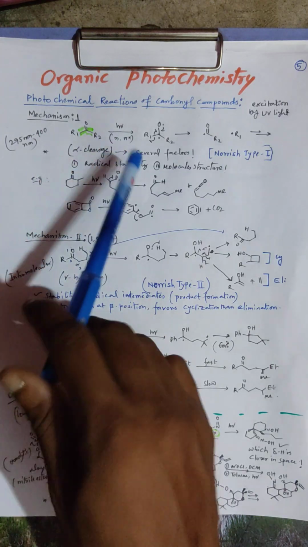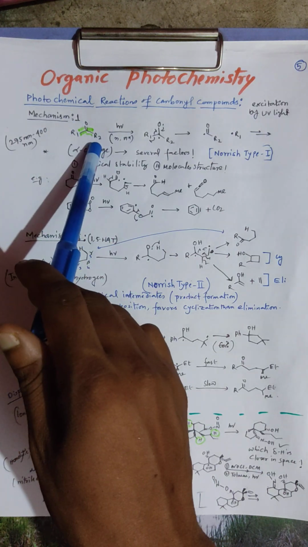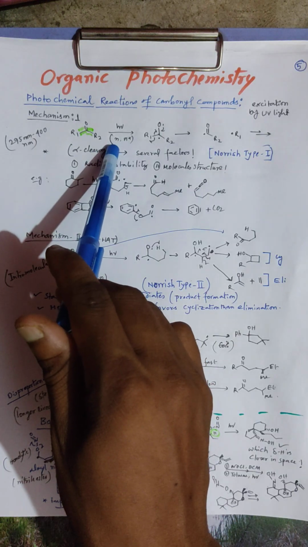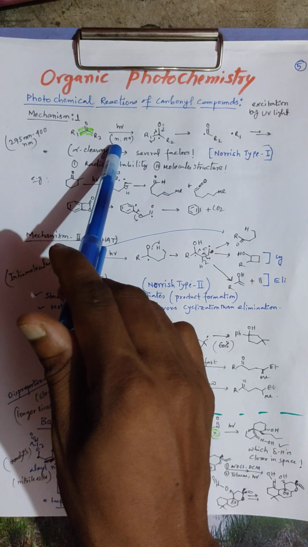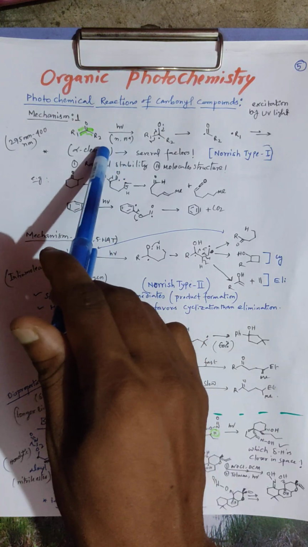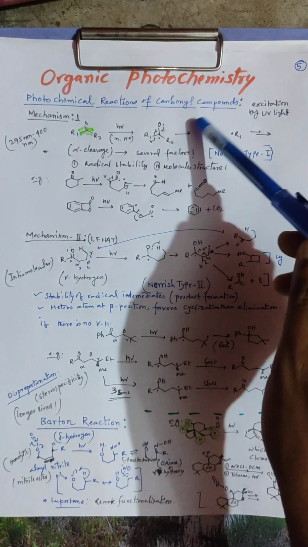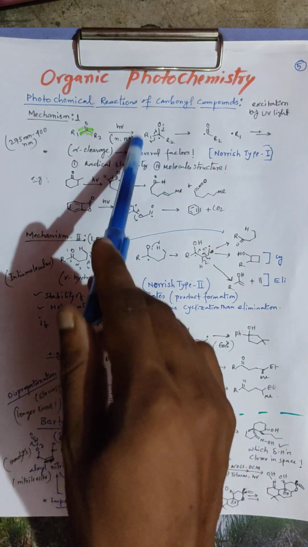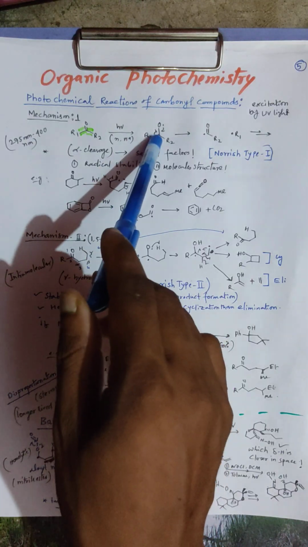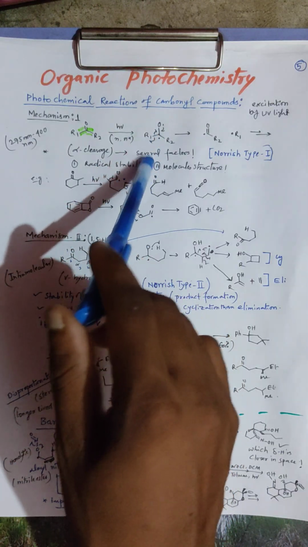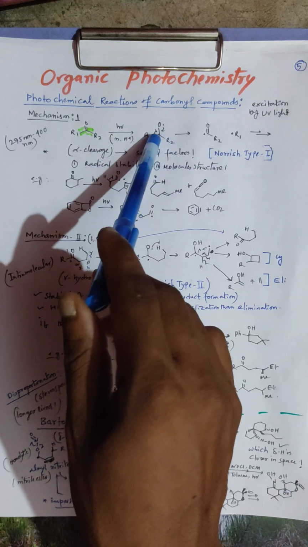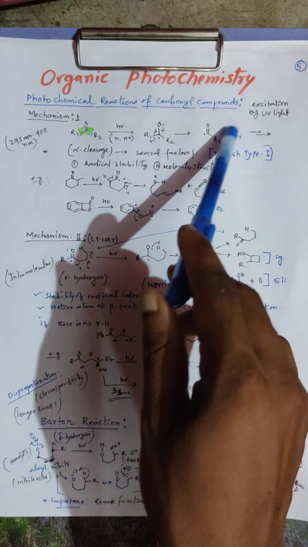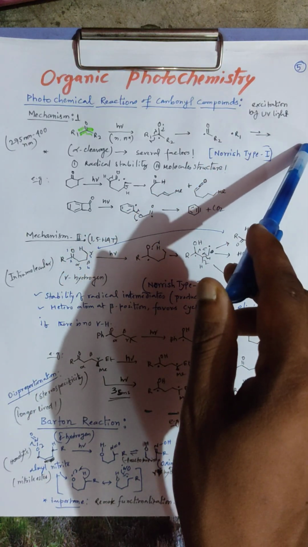So in this case, the lone pair of electrons of the carbonyl compound gets excited. So here an n to pi star transition happens. Now this gives the biradical species of this carbonyl. Further, homolytic cleavage of the substituent attached to the carbon happens, which gives this acyl radical and the substituent radical. Further, this undergoes reactions.